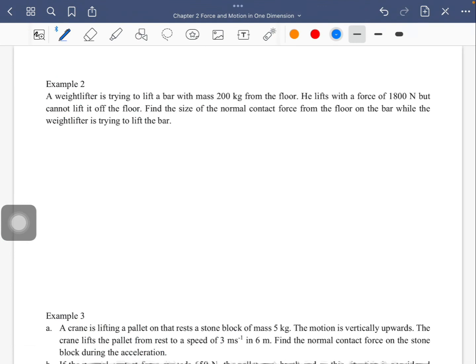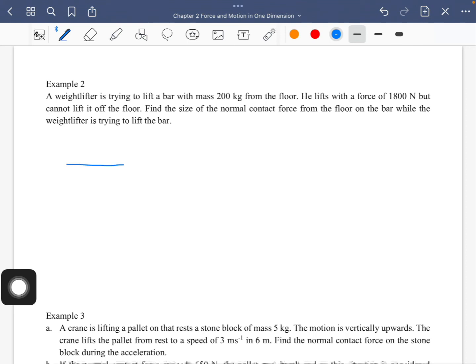Example 2. Alright, so a simple example here. Let's say we have a weightlifter trying to lift a bar with mass 200 kg from the floor. He lifts with a force of 1800 Newton but cannot lift it off the floor. Find the size of the normal contact force from the floor on the bar while the weightlifter is trying to lift the bar. So let's illustrate the problem here.